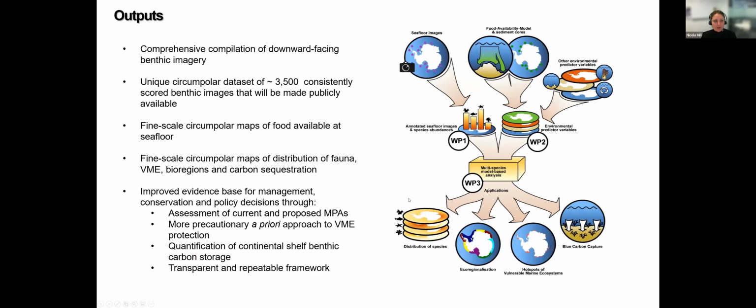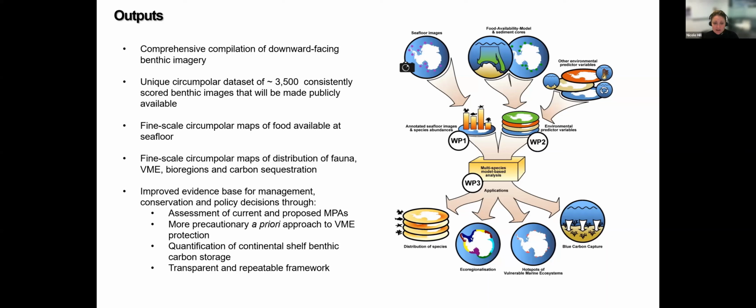So from this project, collectively, the outputs that we're anticipating to generate, we've already generated the comprehensive compilation of the downward facing imagery and a unique data set of consistently scored benthic images, which once we publish our first paper will be made publicly available for people to reuse. Fine scale circumpolar maps of food availability at the seafloor, and then fine scale maps of the distribution of fauna, VME, bioregions and carbon.